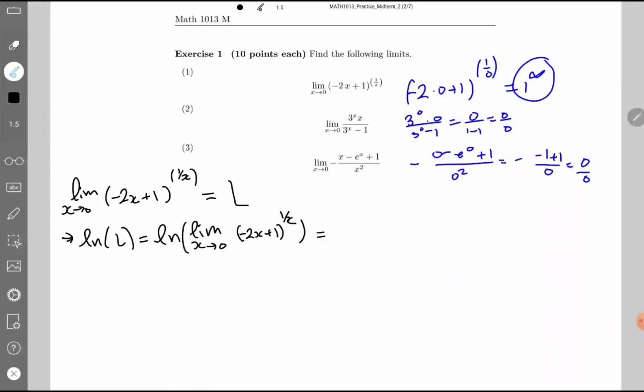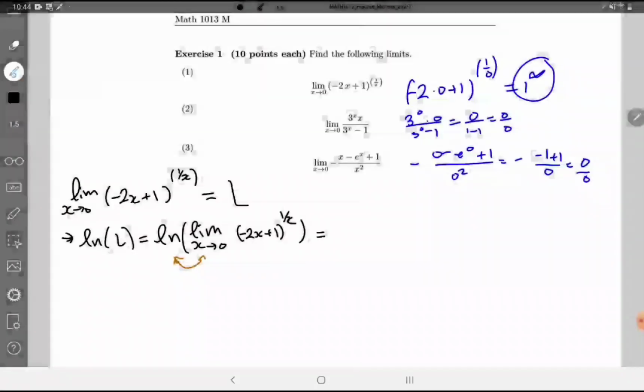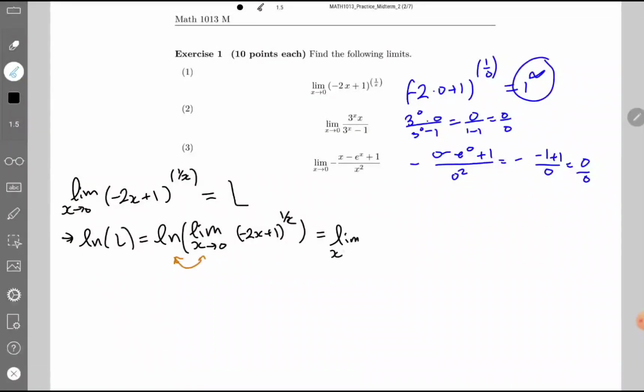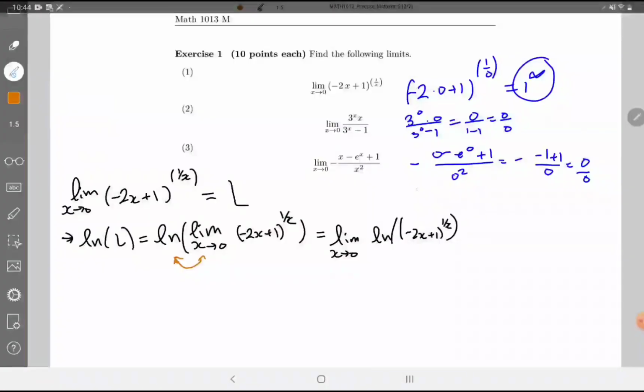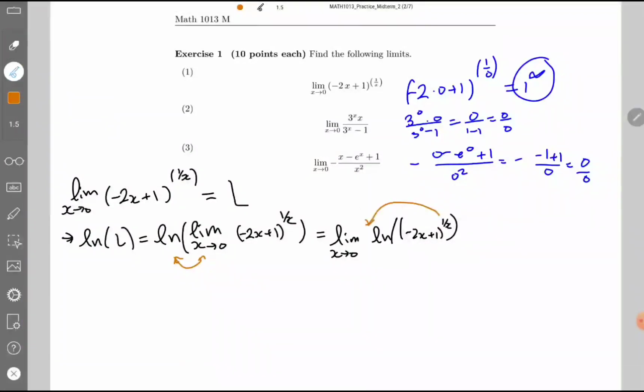Here I can switch these two. And so we'll get the limit as x goes to 0 of the natural log of (minus 2x plus 1) to the 1 over x, all of that. By rules of natural log, I can bring this 1 over x in front. And so this is going to be equal to the limit as x goes to 0 of 1 over x times the natural log of minus 2x plus 1.